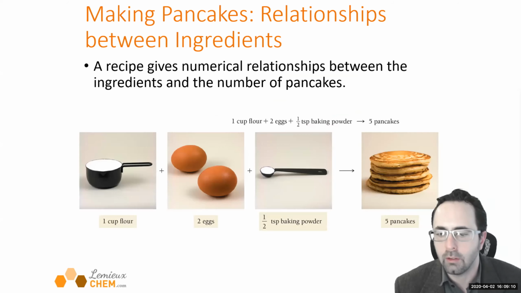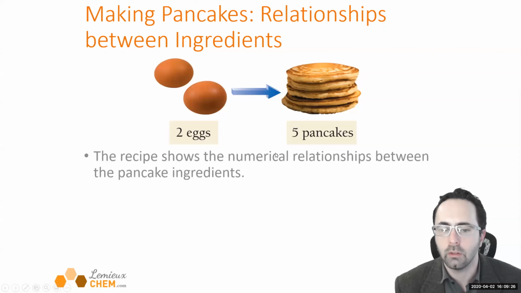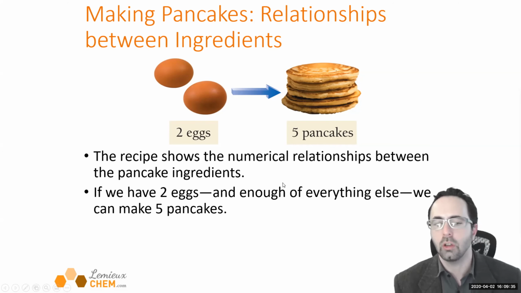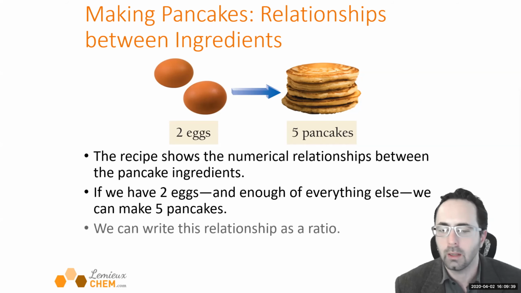So just looking back at this balanced recipe here, it takes 2 eggs to make 5 pancakes, assuming we have plenty of the other ingredients. So 2 eggs makes 5 pancakes. That's going to be our relationship that we're going to use. It's going to be a conversion factor. So the recipe shows the numerical relationships between the pancake ingredients, the same way chemical equations show a relationship between all of their ingredients, their reactants and products.